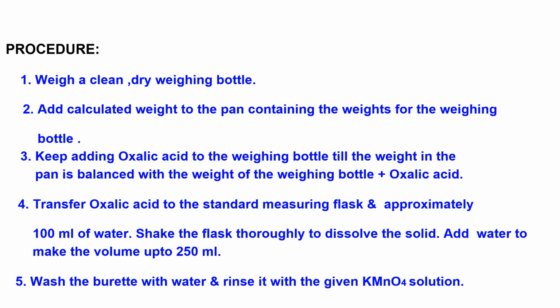Now the procedure of the titration: weigh a clean dry weighing bottle, because we have to make the standard solution first, and then add the calculated quantity of 1.575 gram to it. You have to keep the total weight of the weighing bottle plus 1.575 grams, so much weight from the weight box on one pan, and the weighing bottle on the other pan, and keep adding salt, oxalic acid, to the weighing bottle till both the pans are balanced.